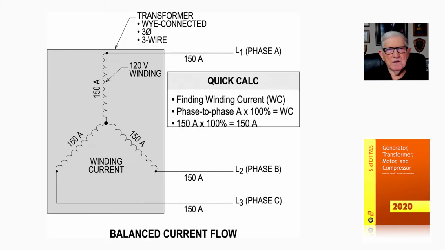Now let's look at this figure 7-5. It deals with balanced current flow in the phase-to-phase amps as well as the winding current. Now, if you look at the phase-to-phase current from L1, L2, and L3, we have 150 amps on each phase. So the winding current will be 150 amps. It's the same. And you'd have 100% of the phase-to-phase amps to determine what the winding current would be.